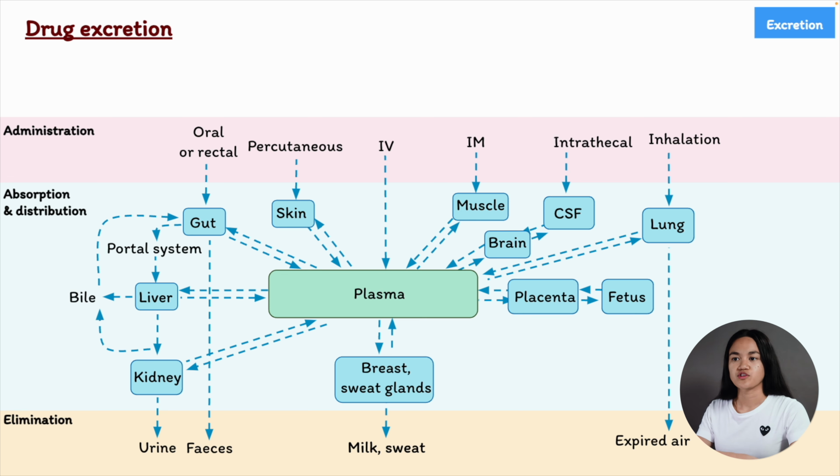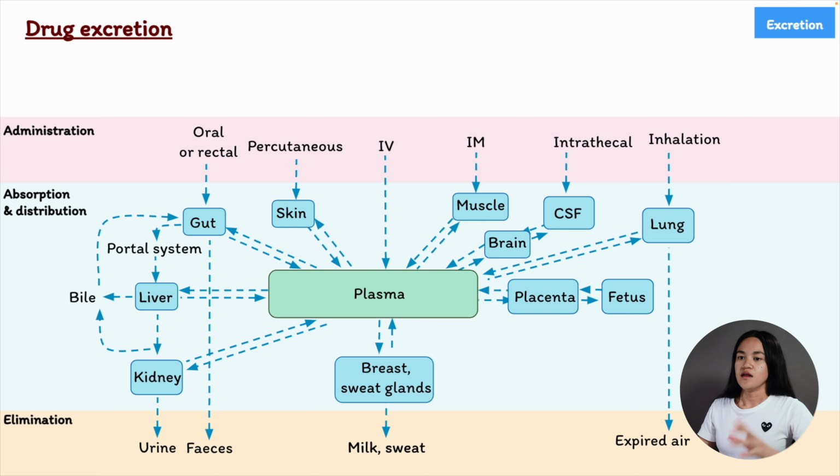Now, why is drug excretion so important in pharmacokinetics? In the Introduction to Pharmacokinetics lecture, we said that PK is what the body does to the drug. Learning about drug excretion helps us understand how drugs leave the body, which is important for determining dosing regimens, predicting drug interactions, and assessing drug toxicity.